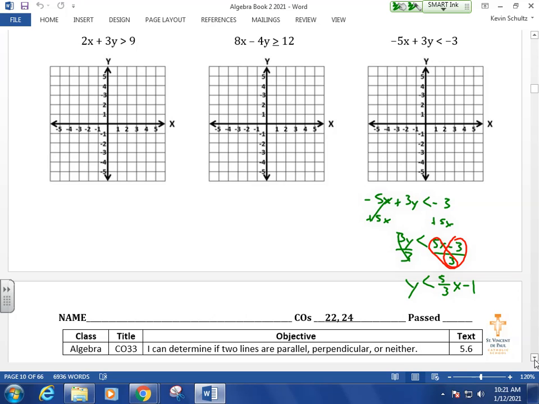Alrighty? So, just like equations, except is the line dotted or solid? And then you need to shade one of the sides. Okay? When you do this second one in the bottom row here, be careful. Be careful. That's all I want to say. Be careful.